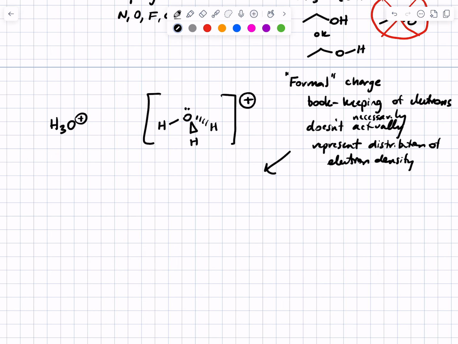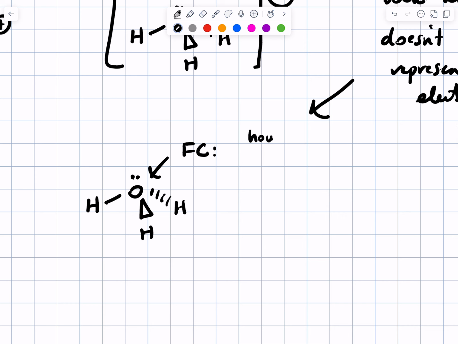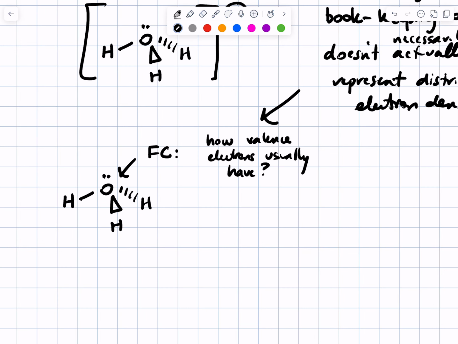So let's take this Lewis structure of hydronium, and I'm going to assign formal charge to the oxygen by asking the following question. First, how many valence electrons does the atom usually have? In the case of oxygen, you look at the periodic table and you see its column number. Oxygen's in the 6th column, has 6 valence electrons normally, okay?